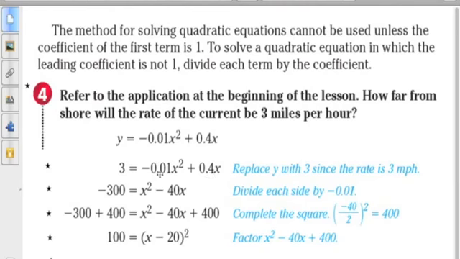We know that 1/2 of negative 40 is negative 20, and that's what we use to factor x squared minus 40x plus 400. Okay, and negative 300 plus 400 gives you 100. And then we take the square root of both sides and end up with x minus 20 equals plus or minus 10. Again, remember the steps that were skipped here.